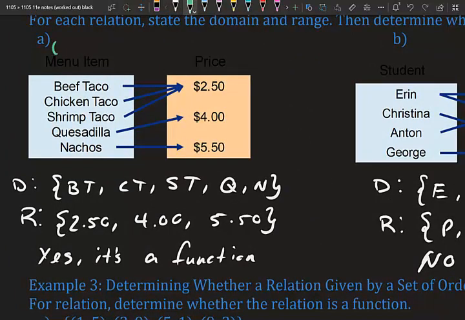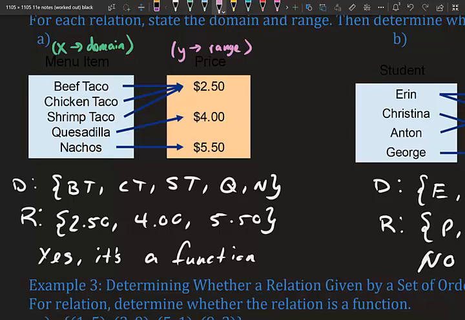The left side is always going to be our x's, and remember that's always domain. So our domain is various types of tacos and other types of food. The right side will always be the y, which stands for range. So our range stands for prices. So we have, think about this logically.